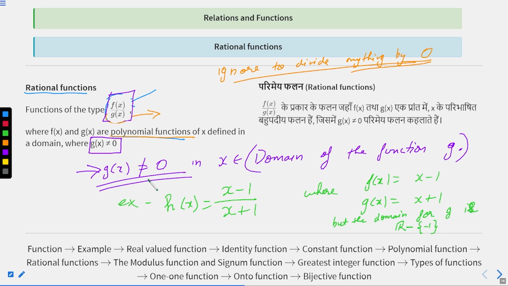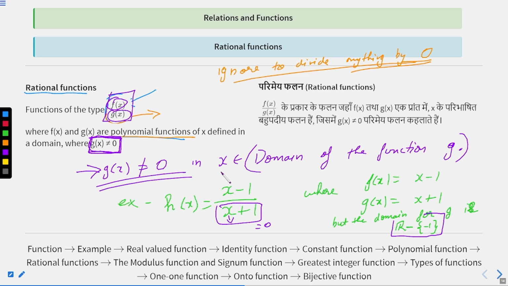Why are we not taking minus 1? Because when you put minus 1 over here, you will get the denominator equal to 0, and this is strictly prohibited. Why? Because we already defined f(x) and g(x) in such a way that g(x) must not be equal to 0. So that's why we took the domain of g in such a way that g(x) cannot give the output equal to 0. Okay, I hope that it is clear to you.